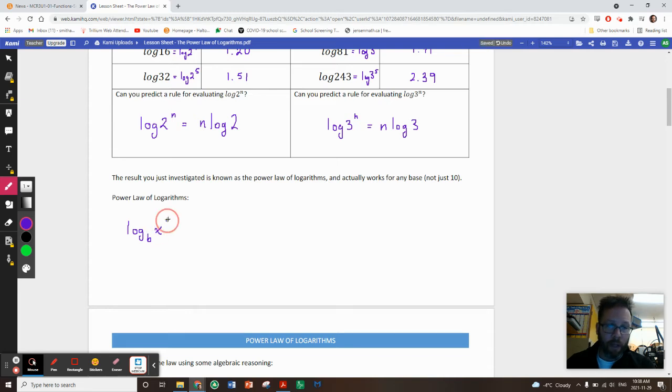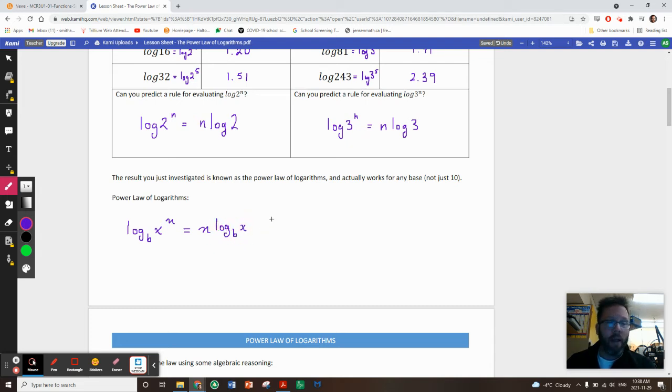So the power law of logarithms says this, that log base b of x to the power of n. So again, in our little investigation, our base b was 10, but actually this works with any base, which is pretty neat, is equal to, you can actually kind of bring the exponent down in front, is equal to n times the log base b of x.